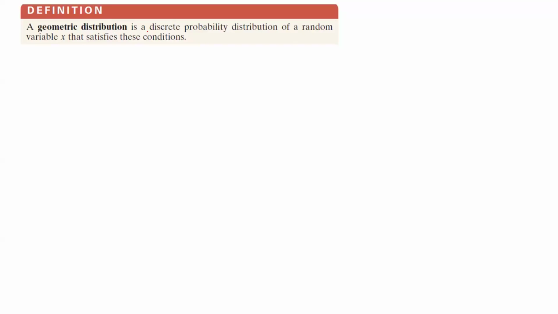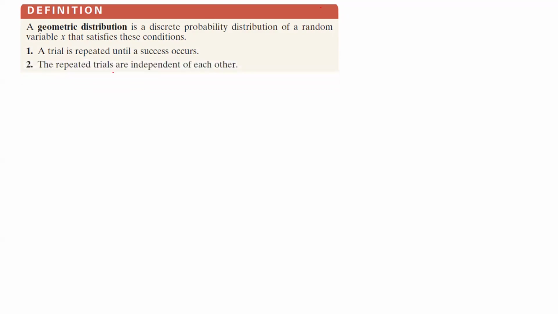What is a geometric distribution? Geometric distribution is a discrete probability distribution of a random variable x that satisfies the following conditions. First of all, a trial is repeated until you have a success.